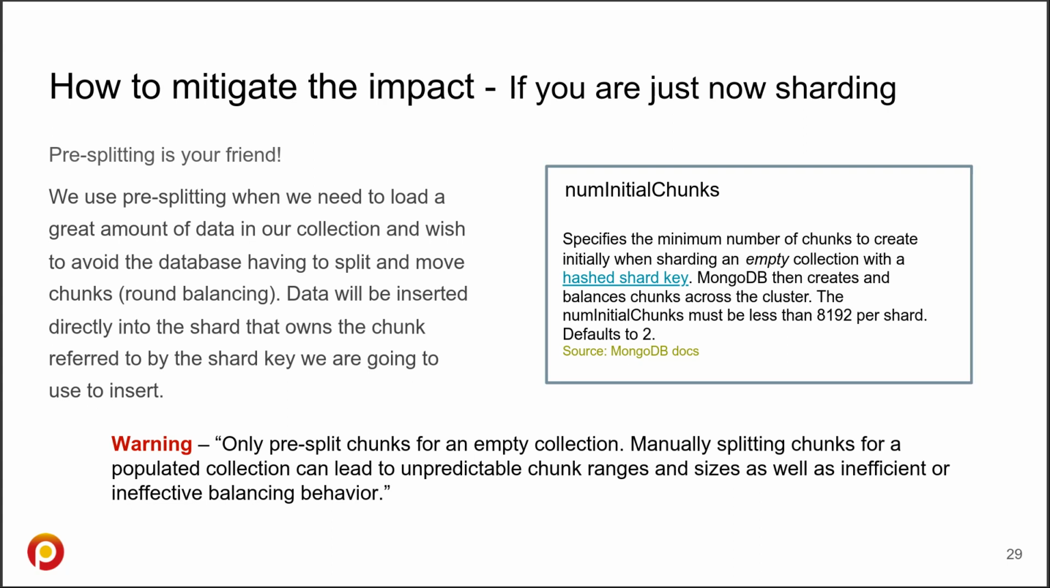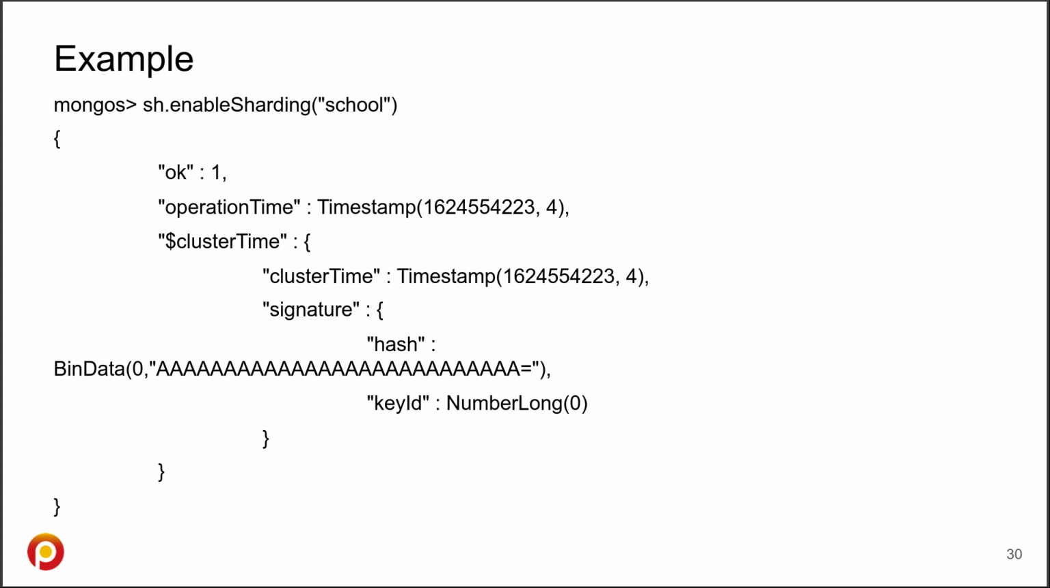So what that means is that you are going to create the chunks in all the shards. And when you start inserting data, this data is going to the proper shard. So the balancer will not have to move this data after. A quick example in practical terms, how you can shard.